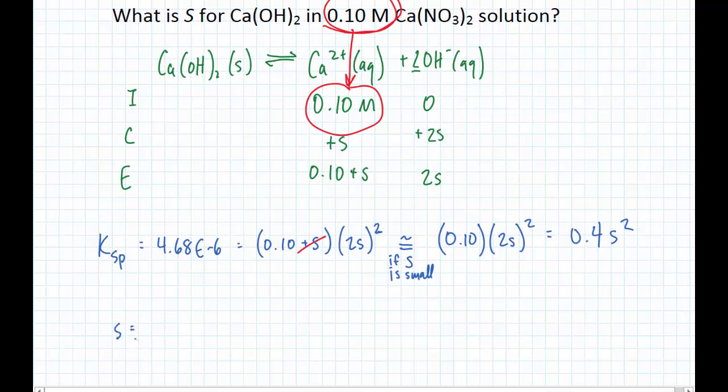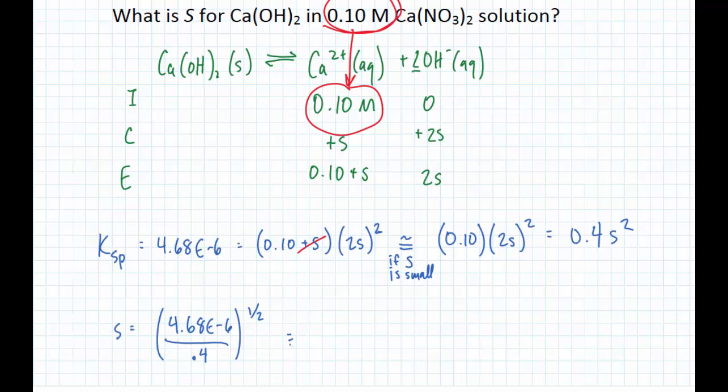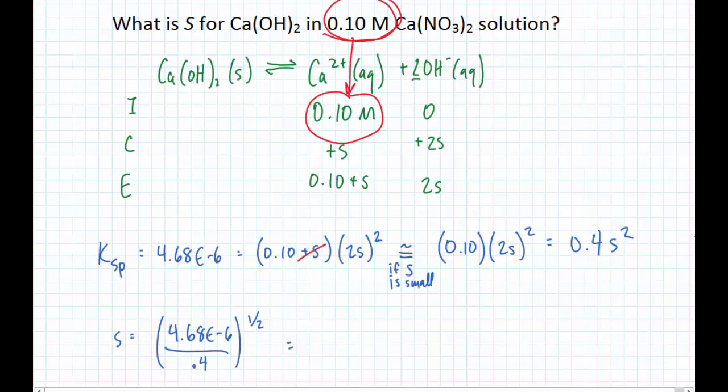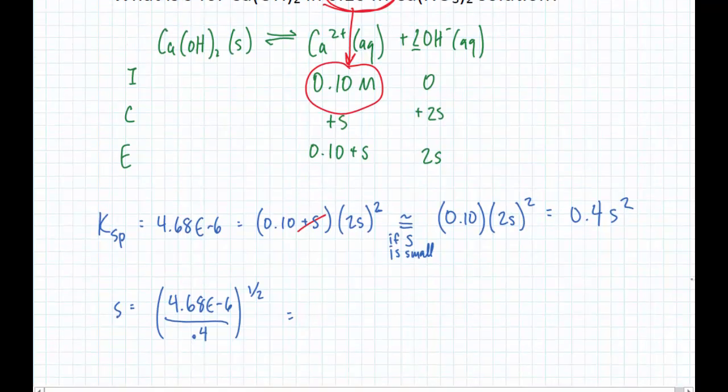S is going to be then the square root of KSP divided by 0.4, square root 1/2. Anybody get a number? What'd you get? 3.42 times 10 to the negative 2. Yeah, that's what I got. Let's do, got a concentration there. Let's do 2 sig figs. 3.4, 10 to the minus what? 3? Okay.